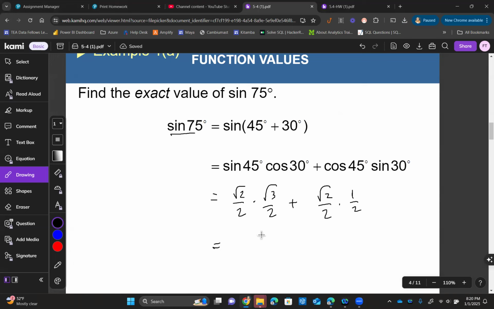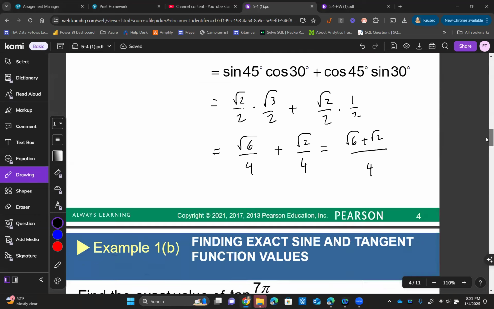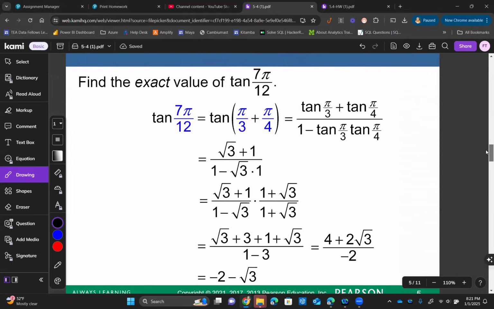So when I multiply these two fractions, that gives me root 6 over 4. And when I multiply these two, they give me root 2 over 4. And I can write them together as root 6 plus root 2 over 4. And this is how I can solve this question using the sum identities for the sine function.